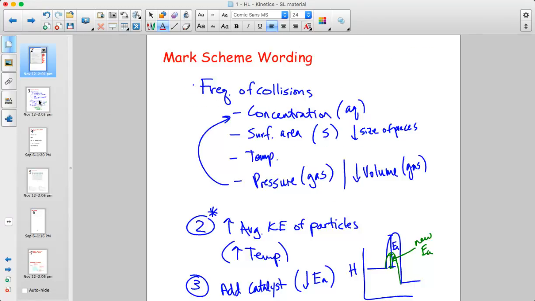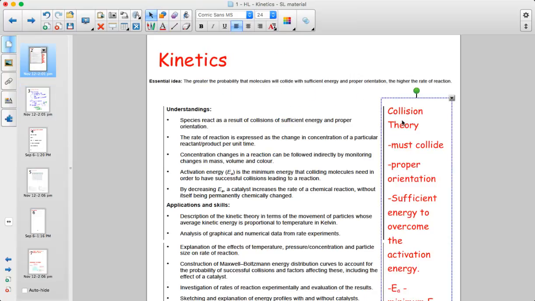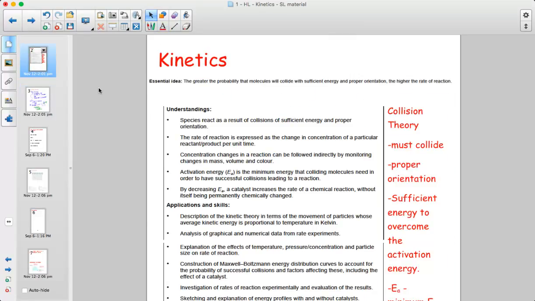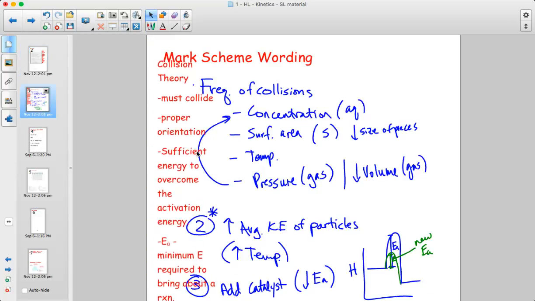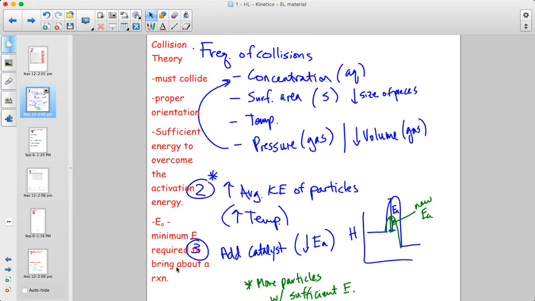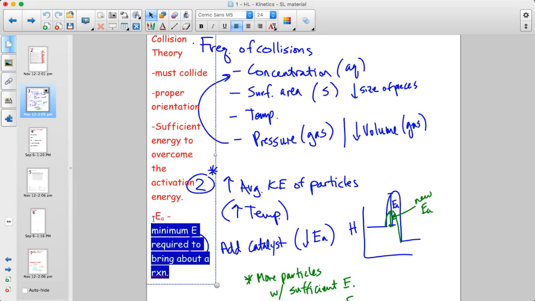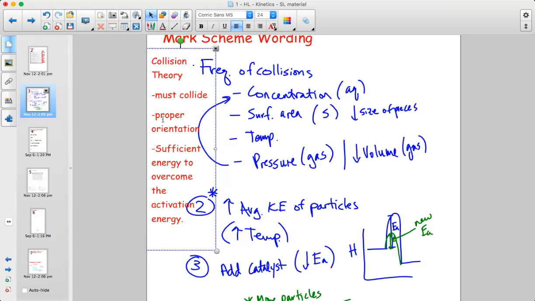IB questions. So probably the most important thing about kinetics, because I think it's a pretty intuitive topic, is the wording. The wording in your mark scheme answers, which we know is always important, but since it's pretty simple otherwise, it ends up being quite important for this chapter. So if we keep these points on the left, those are the three ideas from collision theory, that we've got to have particles must collide, they must have proper orientation, and they must have sufficient energy.